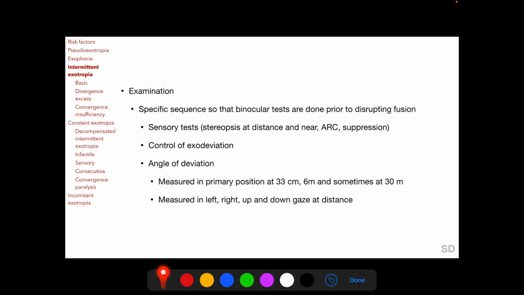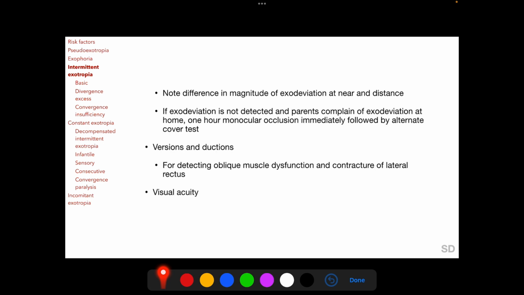The angle of deviation for distance is also measured in left and right gazes and up and down gazes. Measurement in the up and down gazes detect pattern strabismus, and measurement in the left and right gazes detect those patients whose exodeviation in the primary position decreases in either or both lateral gazes. During measurement of the angle of deviation, we must note if there is any difference in magnitude of exodeviation for near fixation and distance fixation.